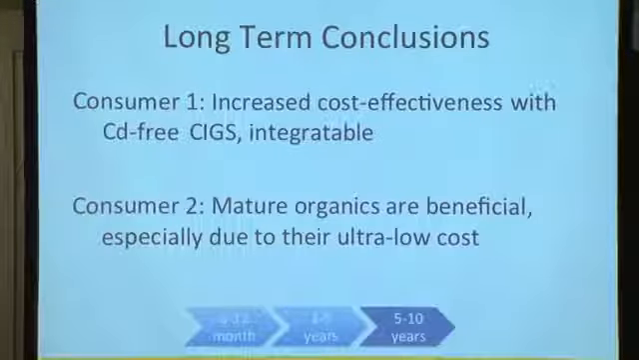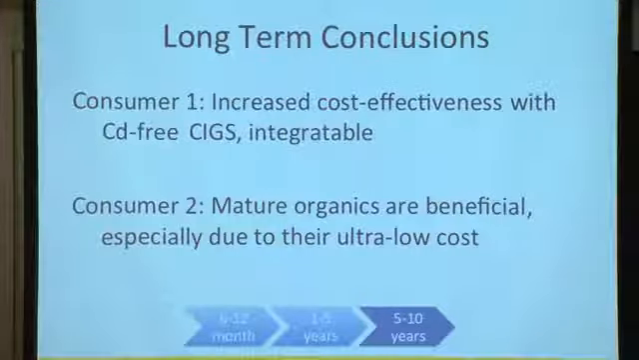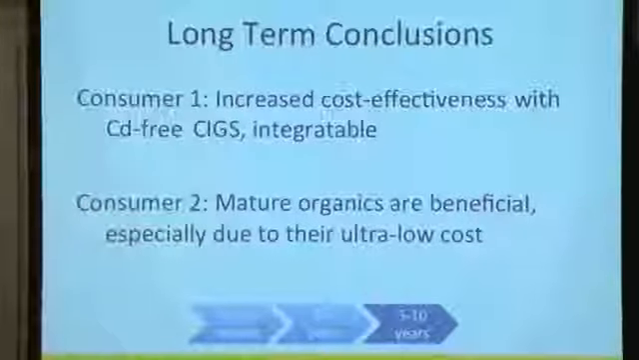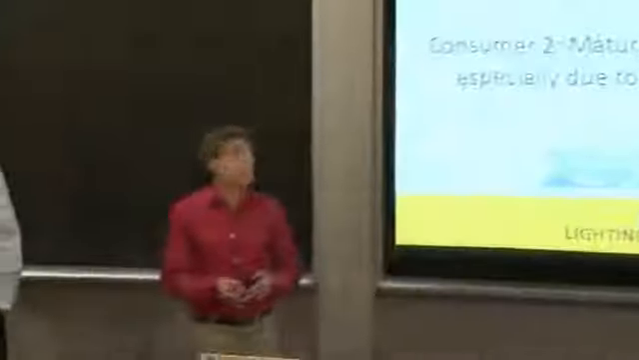So for the long-term conclusions, we think that the cadmium-free SIGS modules would be great for consumer one because of their moderate performance and their attractive dollar per watt peak metrics, making them actually integratable on a small area and providing the 2.5 watts for the SPL. For consumer two, we actually thought like a large mature organics module in their backyard would be great because of their really low cost and also because of their ability to possibly charge other household devices as the performance increases. And these are basically the conclusions of all my other colleagues in front of me.